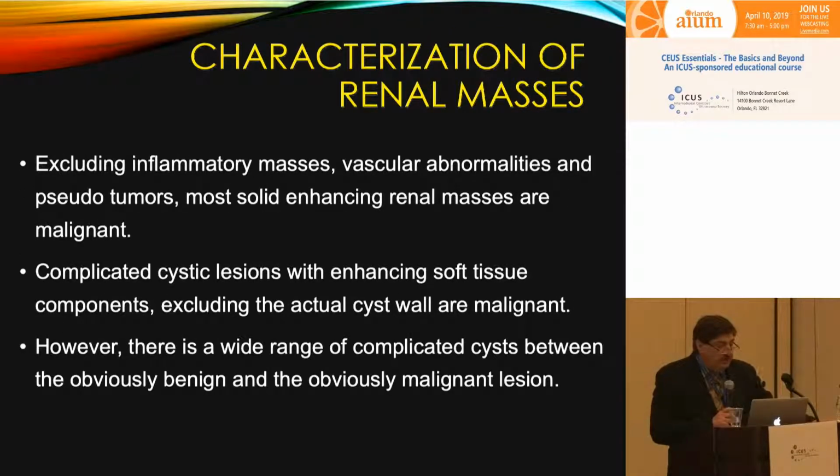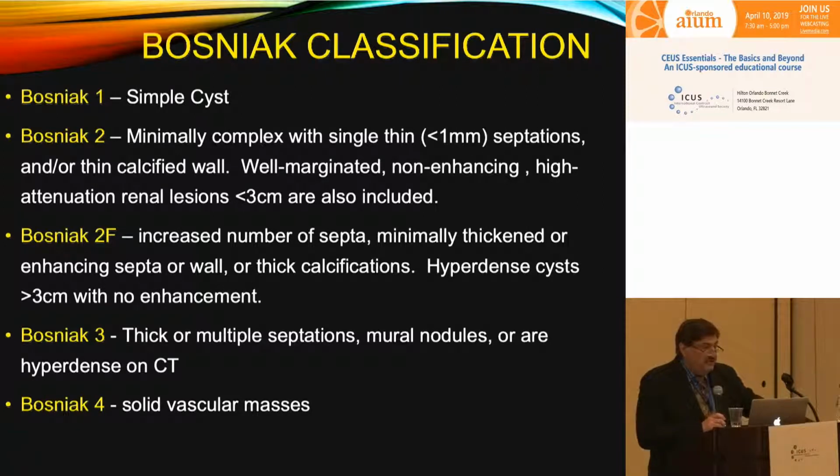If we exclude inflammatory masses and vascular anomalies and pseudotumors, most solid enhancing renal masses are malignant. Complicated cystic lesions with enhancing soft tissue components, excluding the actual cyst wall, are malignant. However, there is a wide range of complicated cysts between the obvious benign and the obvious malignant lesion. We use the Bosniak classification to characterize these complex cystic masses.